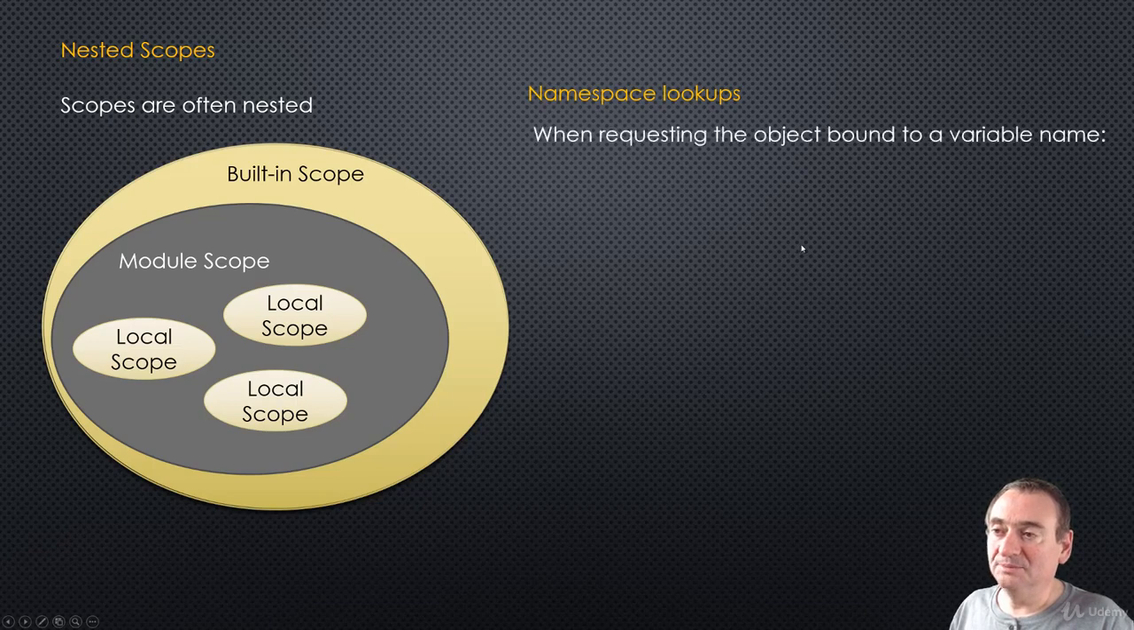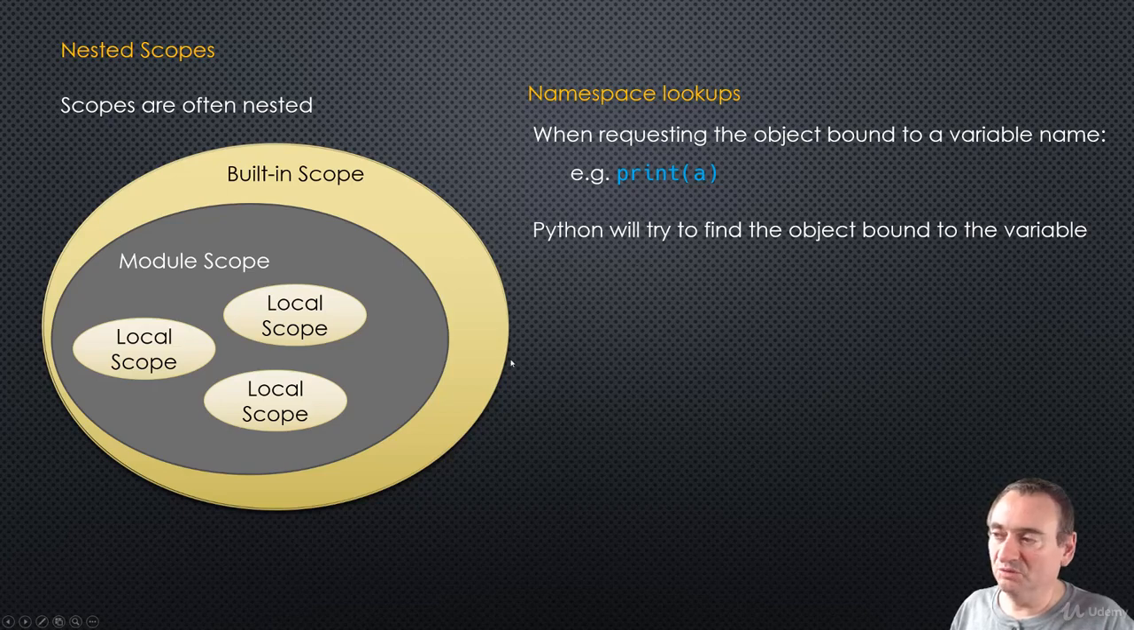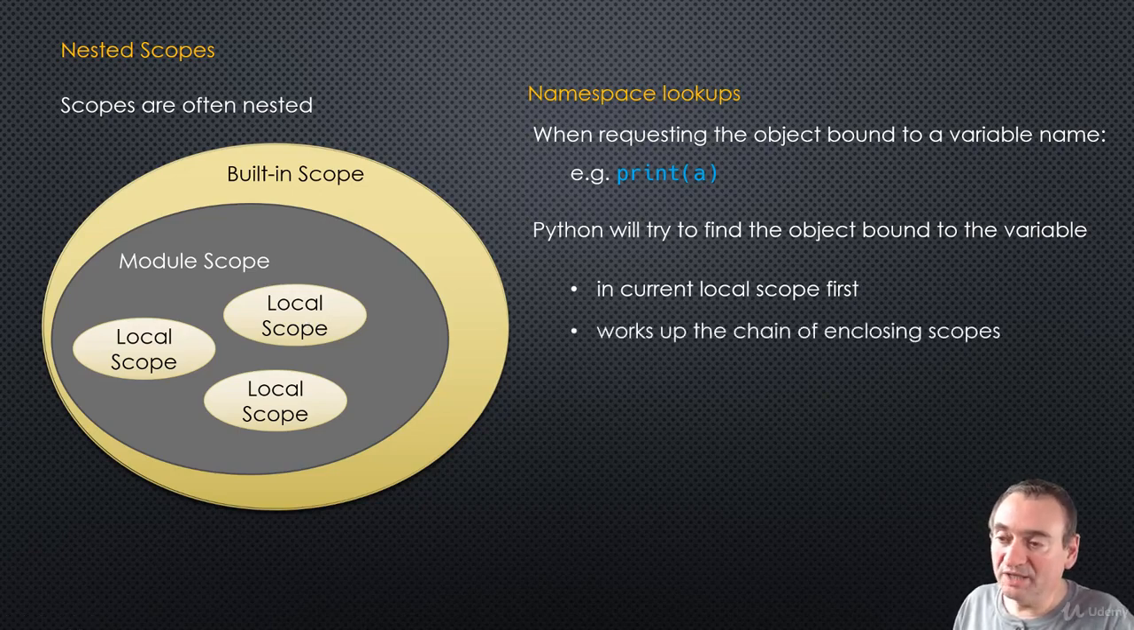So the namespace lookups, when requesting the object bound to a variable name, I just want to repeat that because it's really important. What happens? Let's say we say print A. Well, let's not worry about print. We know print's going to go into the built-in scope. So it will try and find the object that's bound to the variable somewhere, right? We're referencing this label called A. It now needs to look for it. So it's going to look in the current local scope first. So if we're running a function, then it's going to look in that current local scope for A. If it can't find it, it's going to work its way up the enclosing scopes. So it will look in the module scope, and then it will look in the built-in scope.